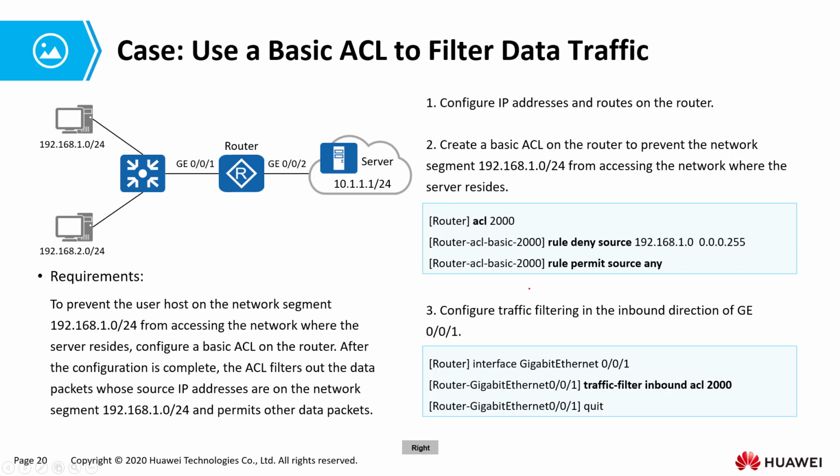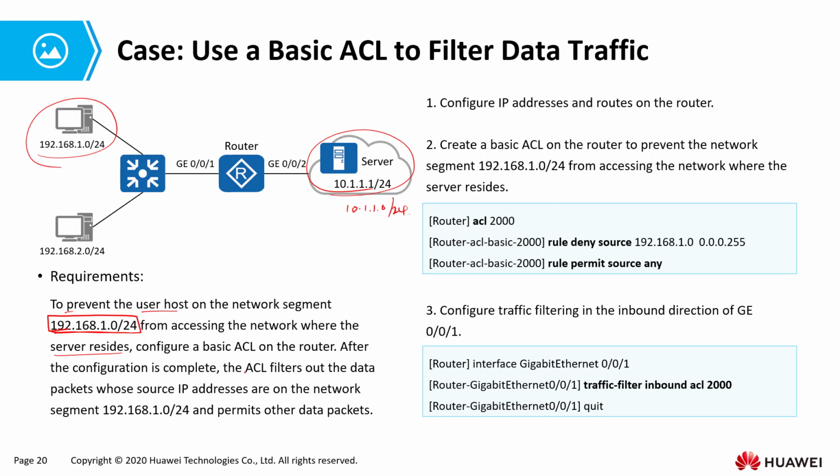So right here I have a typical example of configuration for a basic ACL. The requirements are to prevent a user host on the network segment 192.168.1.0/24 from accessing the network where the server resides. The server resides on the network 10.1.1.0/24. It's not just to access the server, but that network on which the server resides.